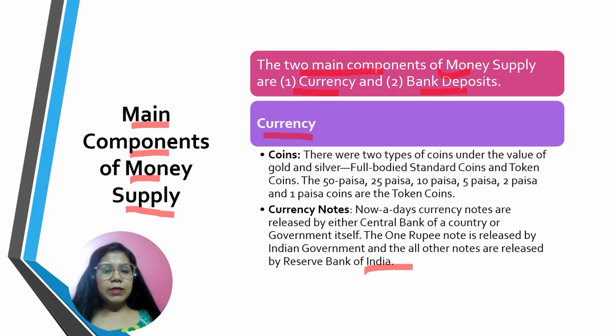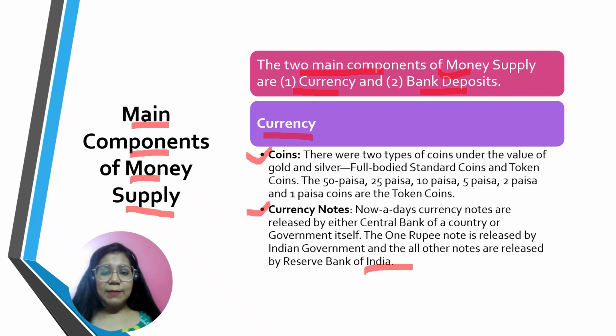Now, what do we mean by currency? In currency, we include two things: coins and currency notes. What do we mean by coins? Nowadays coins are released in every country by the government. Though even in ancient times, private institutions also used to release coins, nowadays only the government does so. The government used to restrict private institutions' coins in the matter of weight and the purity of metal used, so that people could be saved from fraud.